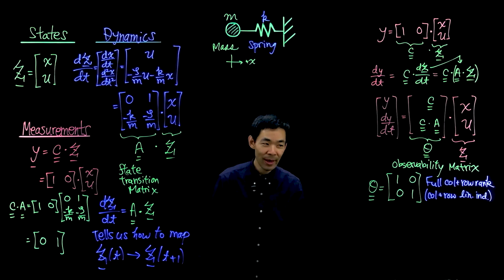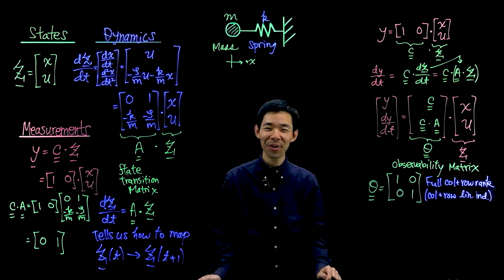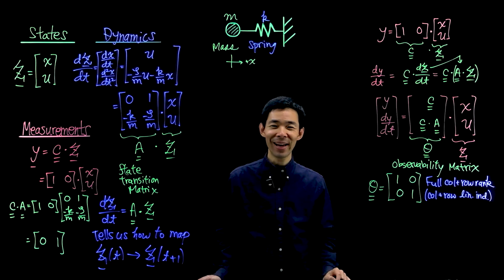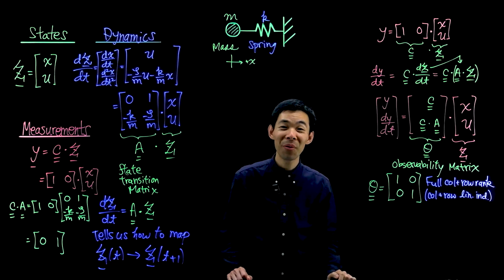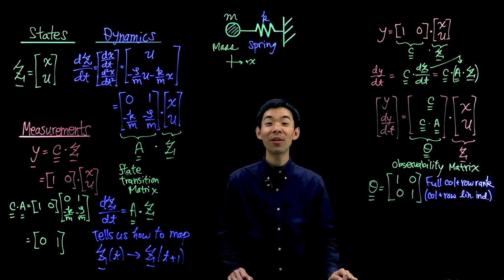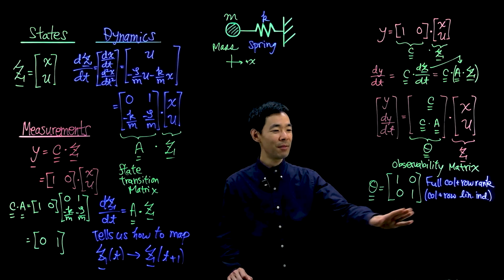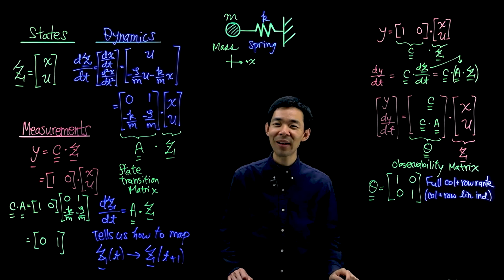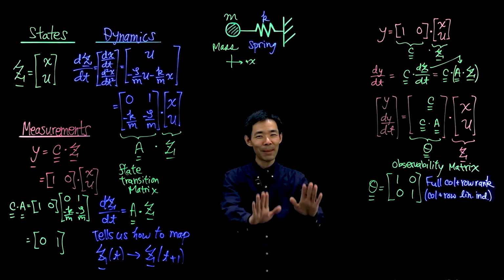So our observability matrix is just this identity matrix of 1s along the diagonal and 0s on the off diagonal. So this matrix is full column and row rank. In other words, the rows and columns of this matrix are linearly independent. What this means is that we can have a well-defined determinant of this matrix. We can invert it. Let's think about this for a moment.